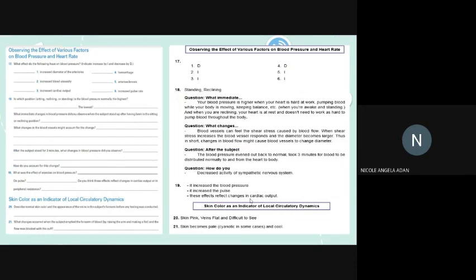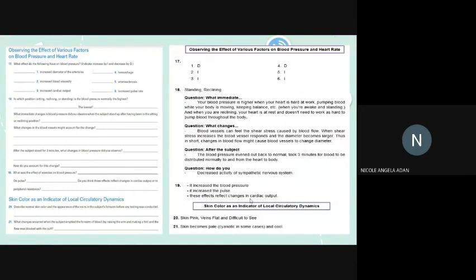Decreased activity of sympathetic nervous system. 19. What was the effect of exercises on blood pressure? It increased the blood pressure. On pulse, it increases the pulse. Do you think these effects reflect changes in cardiac output or in the peripheral resistance? So this effect reflects changes in cardiac output.